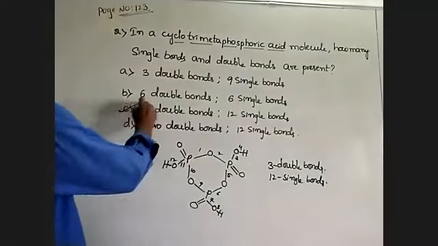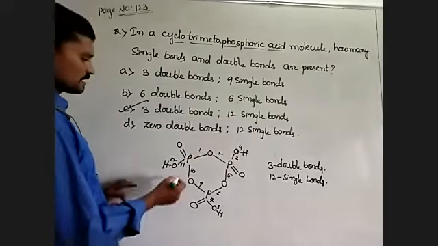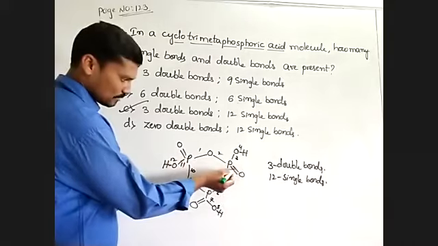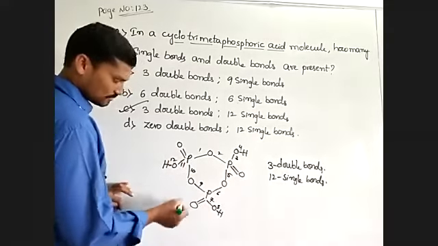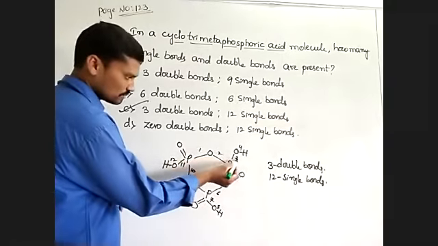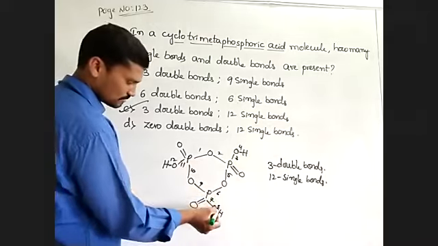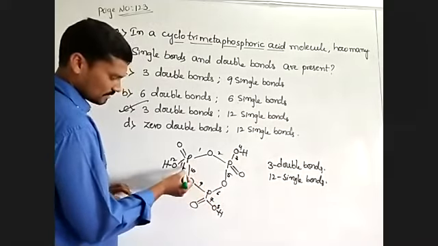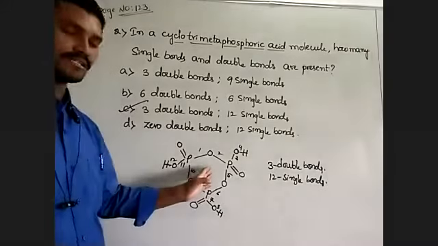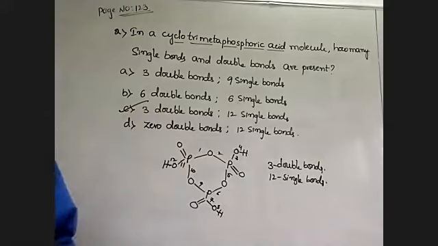So that is C, the correct one. 3 double bonds, 12 single bonds. Once again here, this is 1 double bond. This is another one, that is 2. Here 3. 3 double bonds. Single bonds means 1, 2, 3, 4, 5, 6, 7, 8, 9, 10, 11, 12. 12 single bonds here. Okay, right. Note down this structure here. So option C is the correct one.